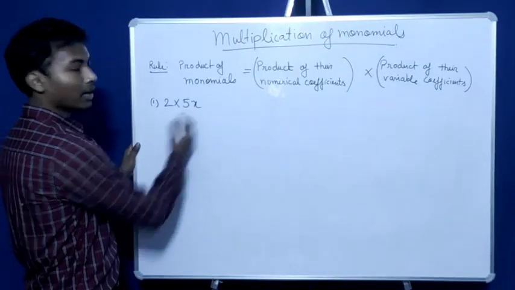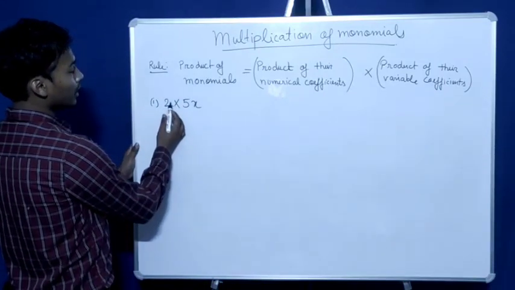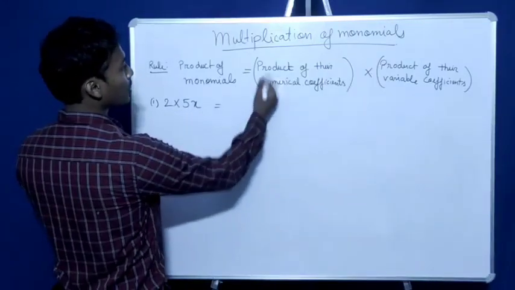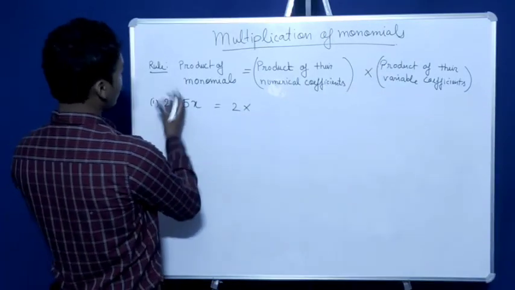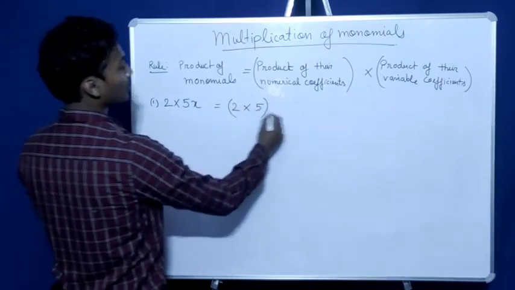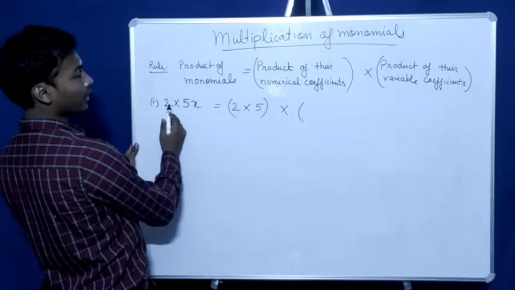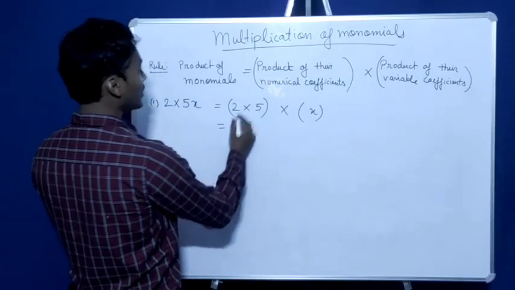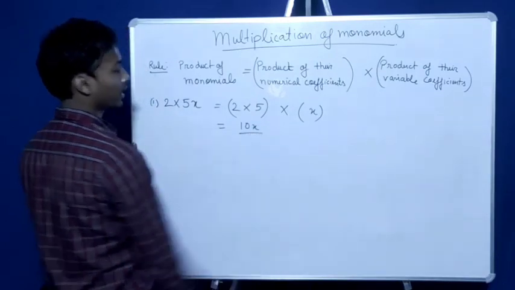2 times 5x. So here this is a constant term, it does not have any variable. If I multiply this using this rule, first we will multiply the numerical coefficients. So here 2 is the numerical coefficient, or you can say the constant term, and then we'll multiply 5, which is the numerical coefficient. Then we'll multiply the same with the variable coefficient. Here we don't have any variable coefficient, so x will be left alone. So the answer will be 2 times 5 is 10 and x is alone, so 10x.